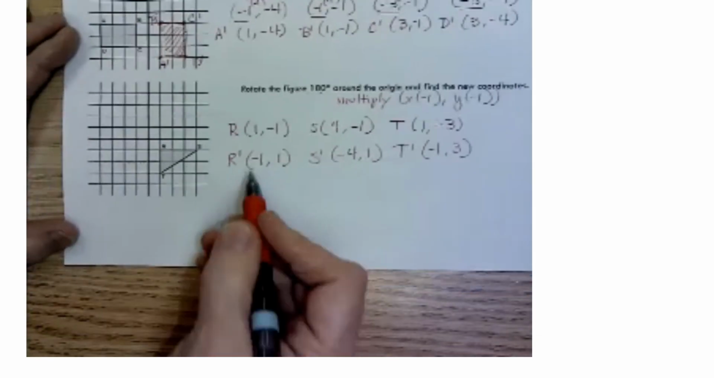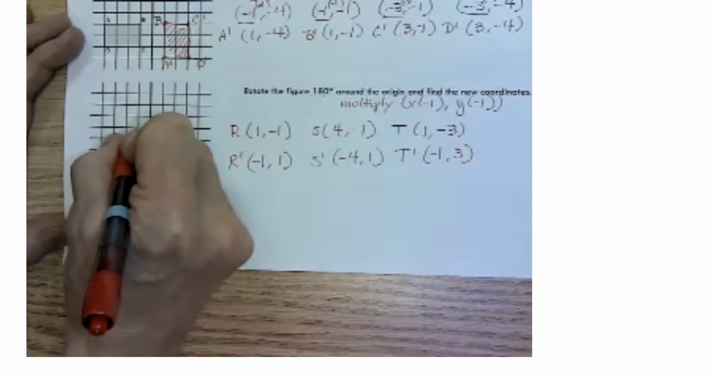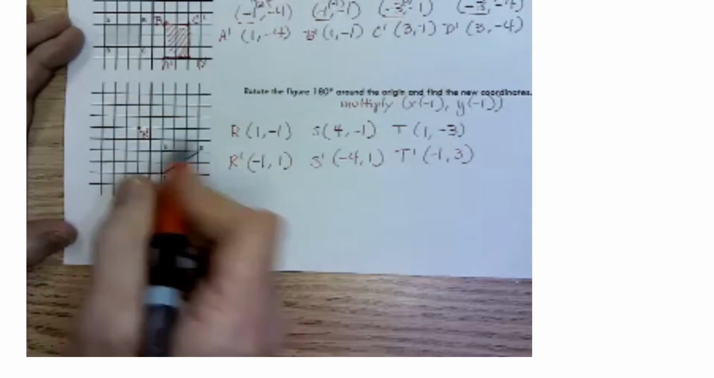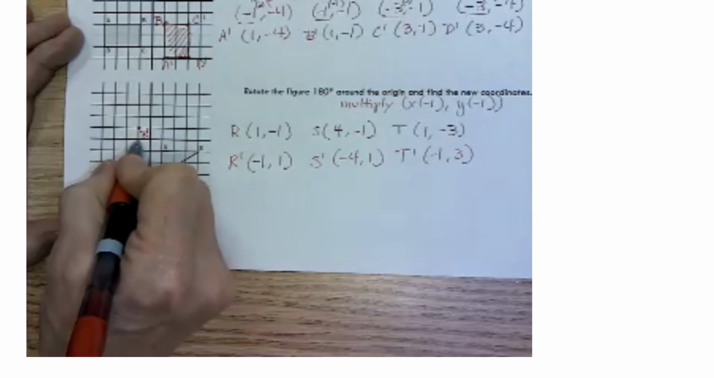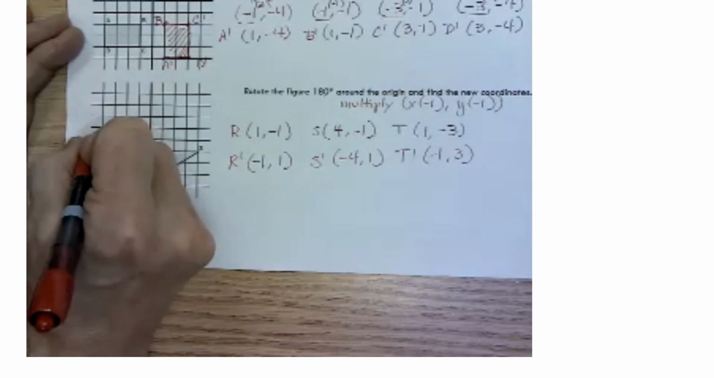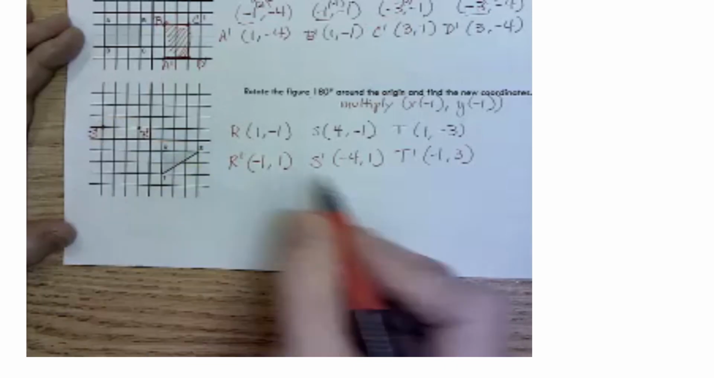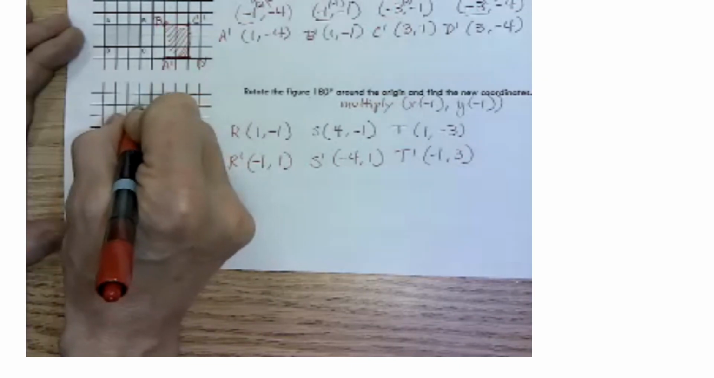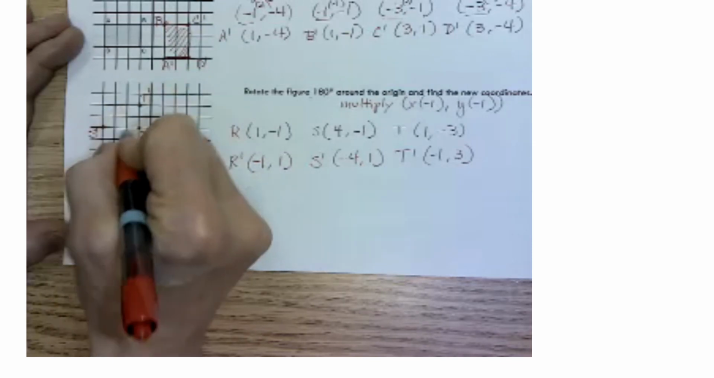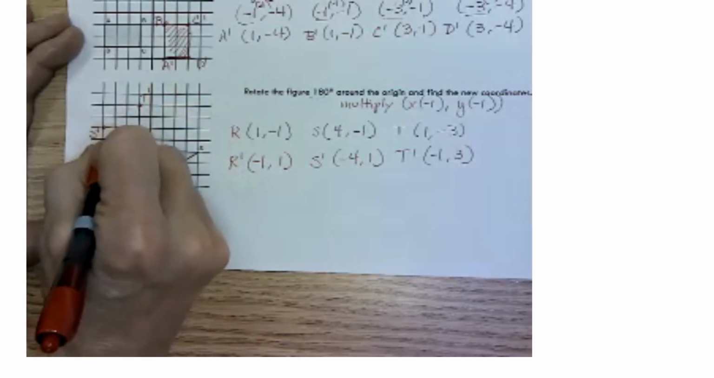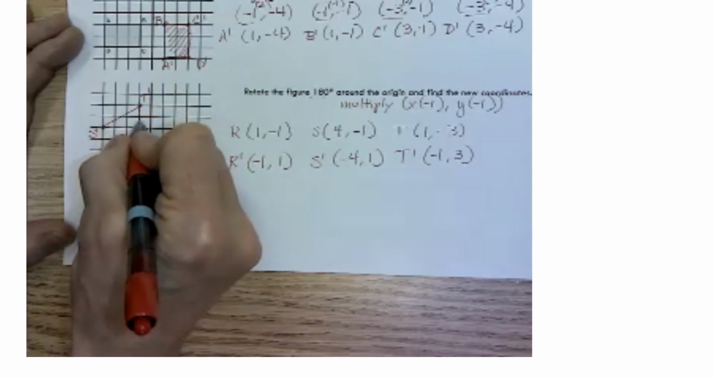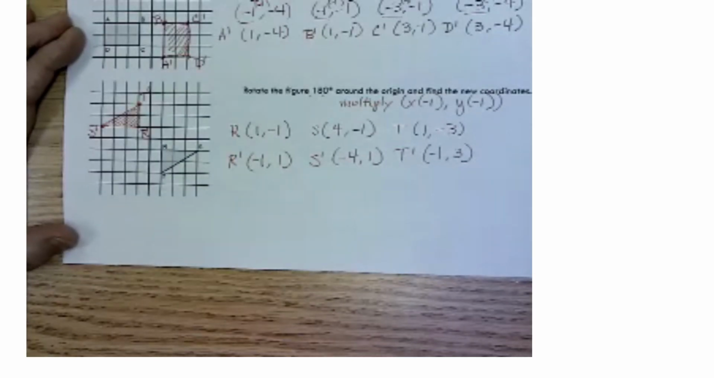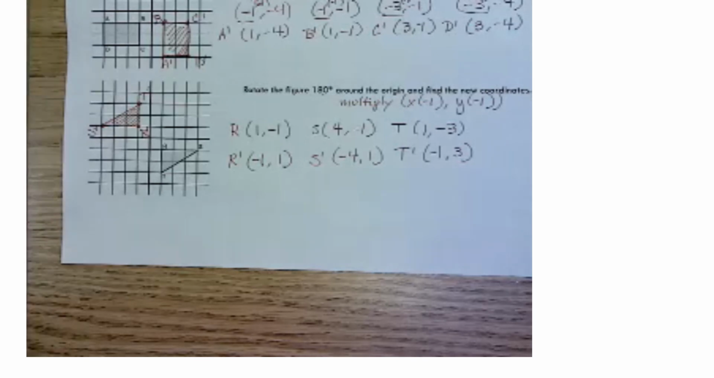So when we go and graph -1, +1, there's your new R1. S1 is -4, +1. 1, 2, 3, 4, +1. That's S1. And our T1 is -1, and then 1, 2, 3. There is our T1. Connect our points, and let's shade that in. And there is our figure rotated 180 degrees around the origin.